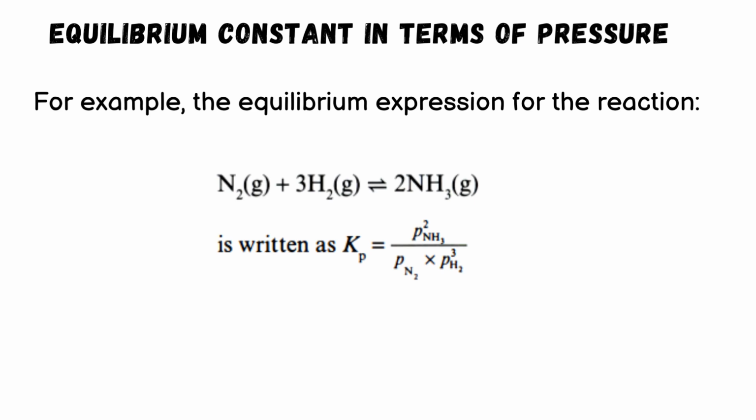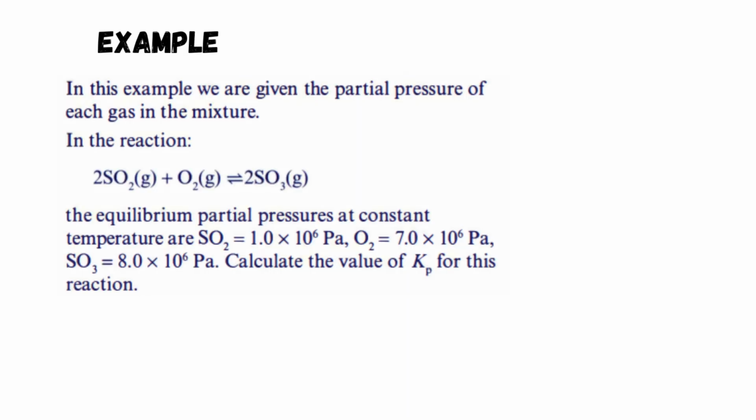For example, equilibrium expression for the reaction N2 plus 3H2 gives 2NH3 is written as Kp equals partial pressure of NH3 squared over partial pressure of N2 times partial pressure of hydrogen raised to 3. An example is shown here. In this example, we are given the partial pressure of each gas in the mixture.